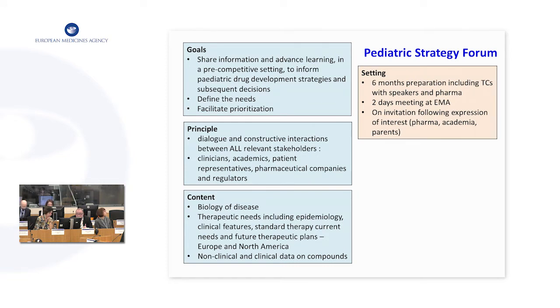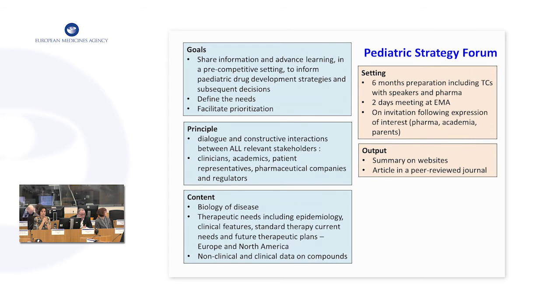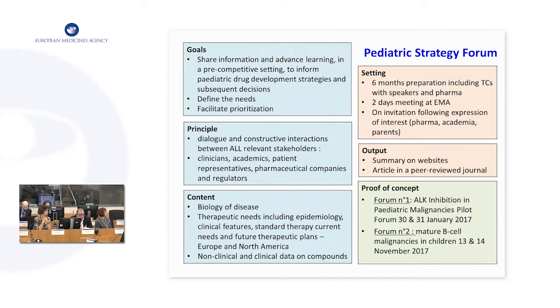Six months of preparation, including telephone conferences with speakers and pharmaceutical companies in advance. It's a two-day meeting at the European Medicines Agency, by the way, in this room. And it's by invitation only, following expression of interest, following an advert on the websites of EMA and Accelerate to pharma, academia, and parents. The output is a summary on the website and, in addition, an article published in a peer-reviewed journal. We already did two forums. The first one was in January 2017 on ALK inhibition in pediatric malignancies. The second one in November 2017 on mature B-cell malignancies.